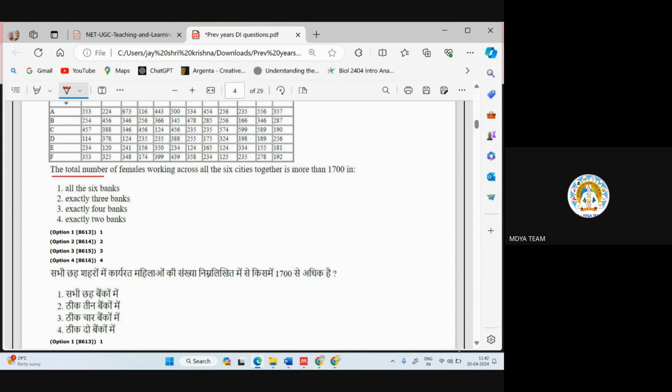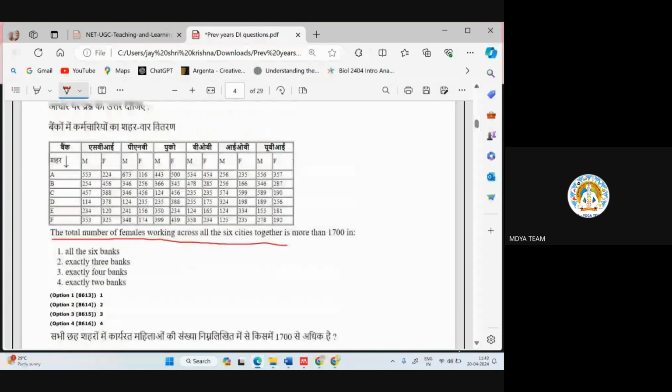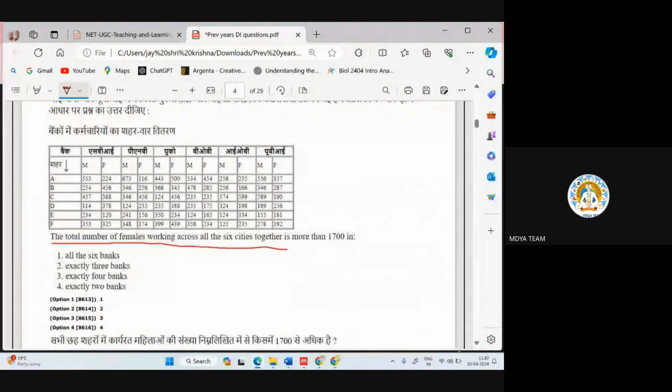The total number of females working across all the 6 cities together. Now, what are they asking? They are asking the total number of females working across all the 6 cities. You have to add all the numbers of females. When you get a value of more than 1700, you have to mark the answer. This question I will explain.